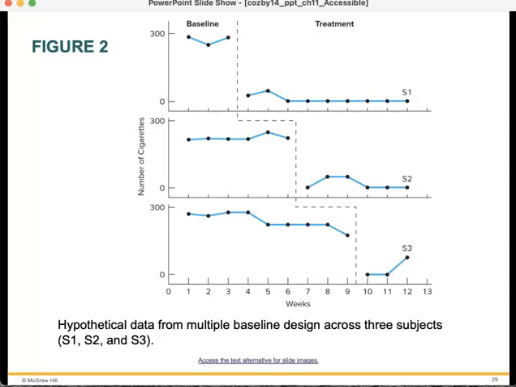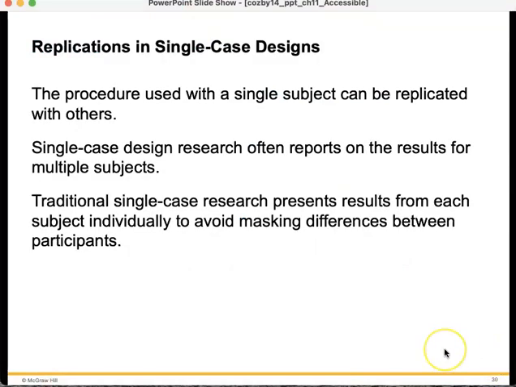And again, a manipulation is introduced at a different time in each of the settings, with the expectation that a change in the behavior in each setting will occur only after the manipulation. So we can rule out setting as a potential confounding variable.